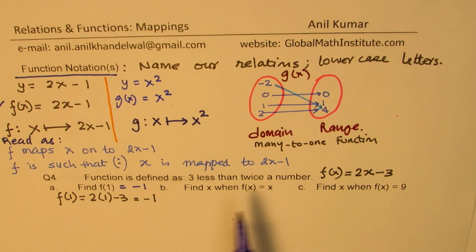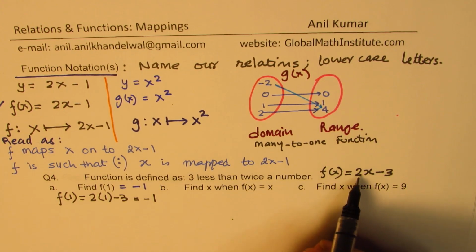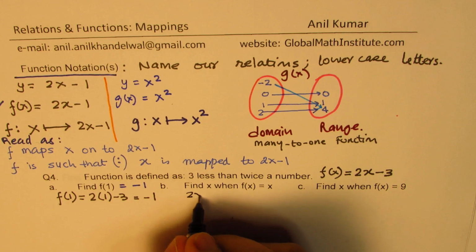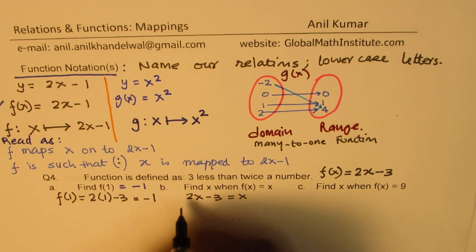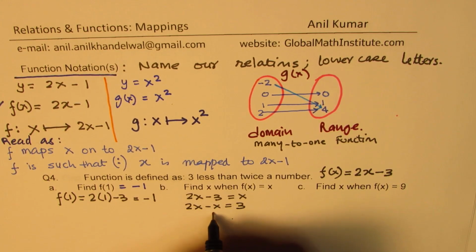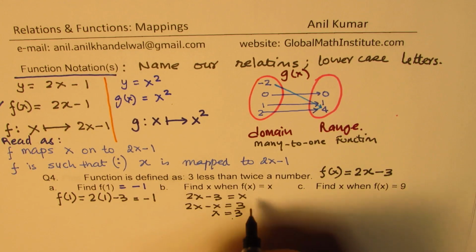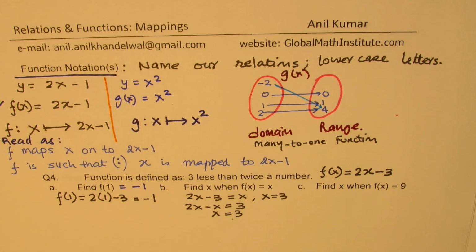The second part of this question is, find x when f of x is equal to x. Well, that is an algebraic equation to be solved. We are saying f of x is 2x minus 3, so we'll say 2x minus 3 is equal to x. So we have to solve this equation now. 2x minus x equals 3, and that gives you x is equal to 3. So here the solution is x equals 3. Does it make sense to you? So these are the type of problems which we are now getting into as we move along, right?